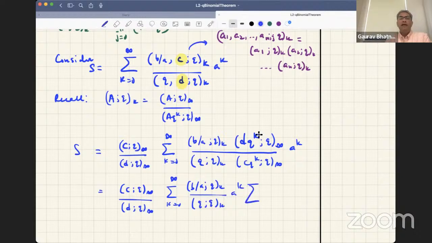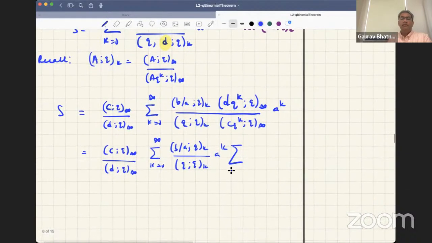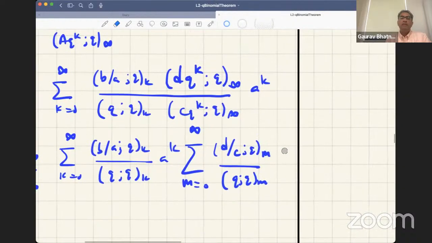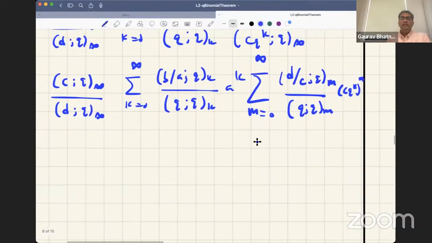And this product, we can again apply the binomial theorem. So we apply the binomial theorem. Let me use m. Right. So this will come out to, in the numerator you have (d/c; q)_m, in the denominator you have (q; q)_m, and this part comes in as c q^k to the m. Maybe I should write bigger, smaller. So this is using the q-binomial theorem.